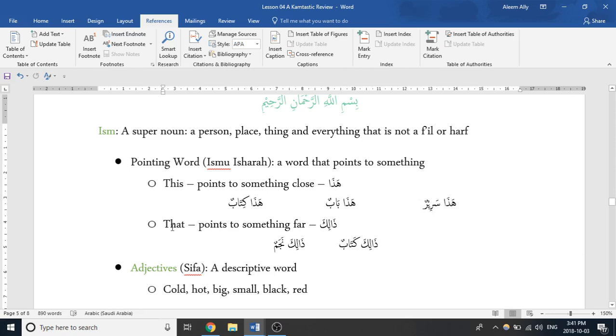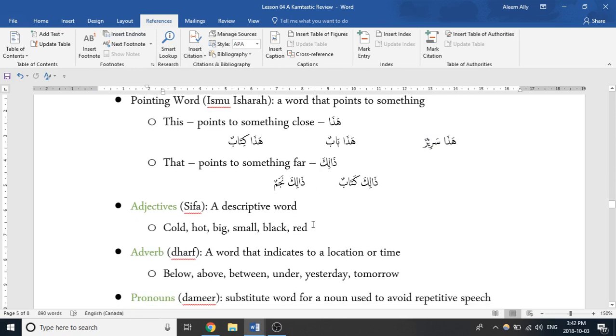Next is that, and it points to something that's far away, and the word used for that is dhalika. So dhalika najamun, that is a star. You can imagine somebody pointing up at the starry sky and just saying that is a star. And then dhalika kitabun. Sorry, spelling mistake there. I'll fix that. But kitabun, so that is a book, right? And it's a book that is far away from us. So these are pointing words, and they're actually one of the most common nouns that you'll deal with. You come across them a lot. And the two main ones are hada, meaning this, and dhalika, meaning that.